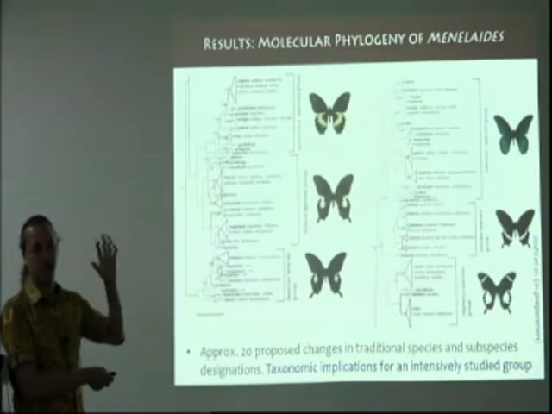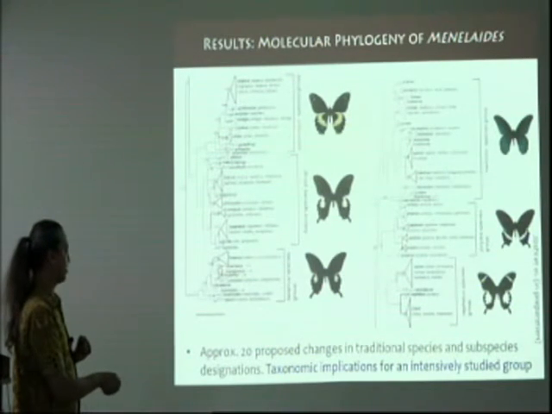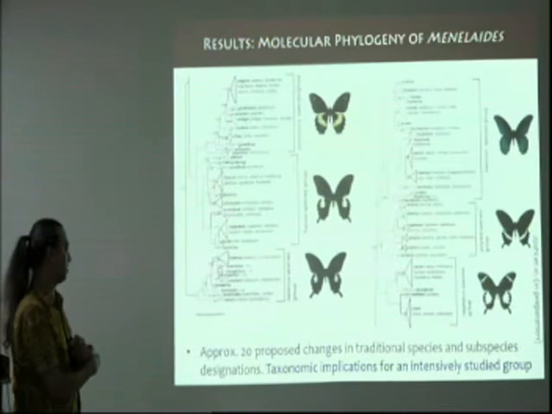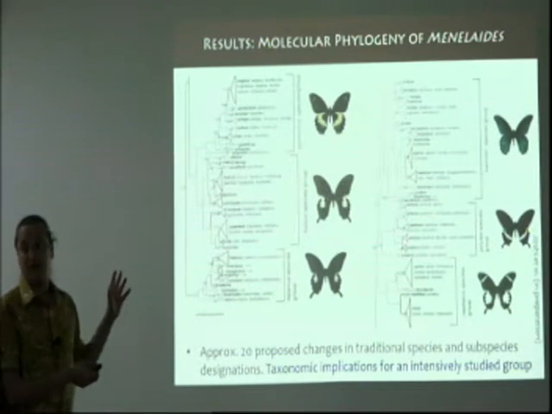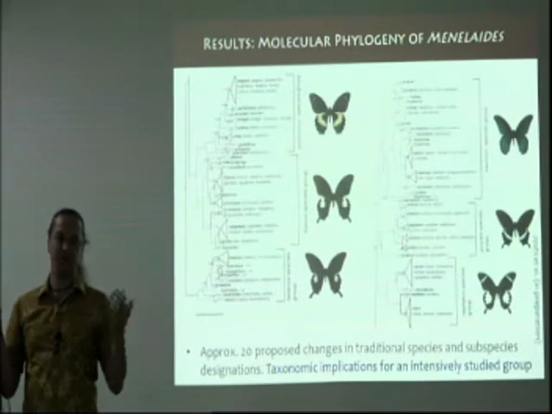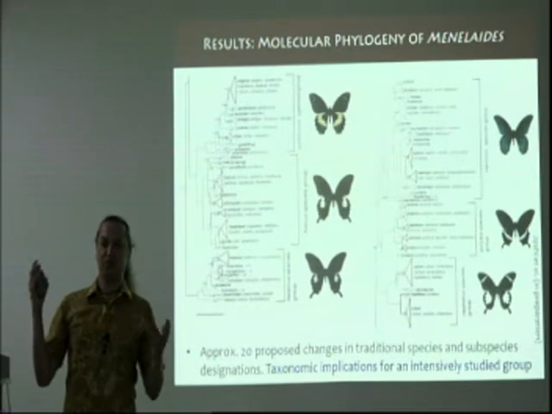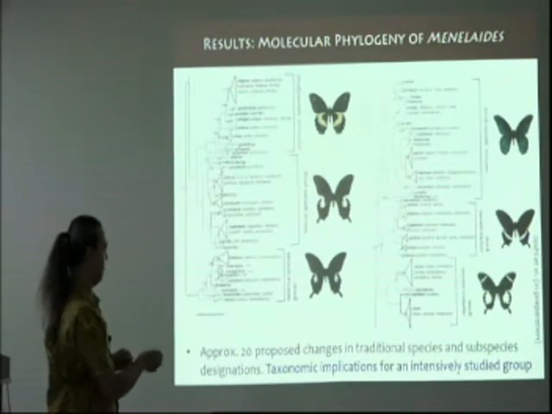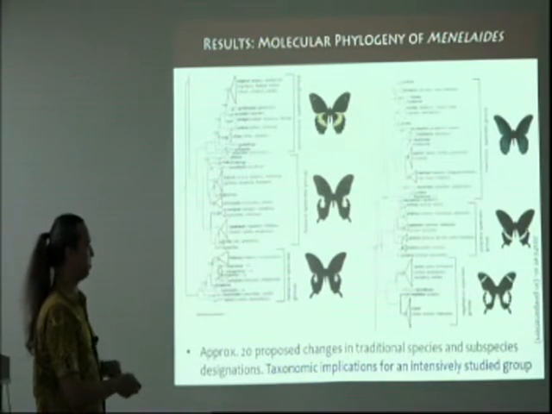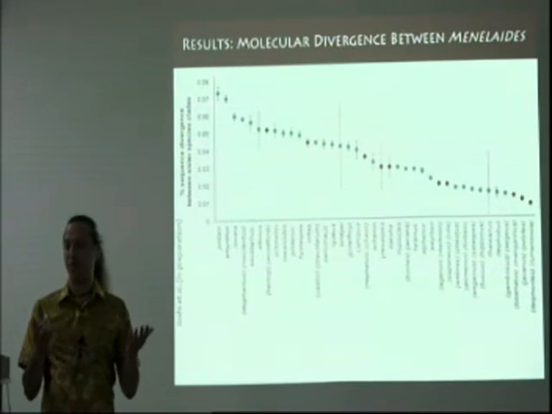People do this all the time. What is interesting here is that we have approximately 20 new changes in subspecies designations, and for an intensively studied group, that's pretty interesting. But again, interesting if you're a taxonomist, otherwise, who cares, right? You can call them what you want. Subspecies, species, doesn't matter. From our perspective, what is interesting is what is causing all these divergences, and we'll get to that later. But it's remarkable that we have so many changes.